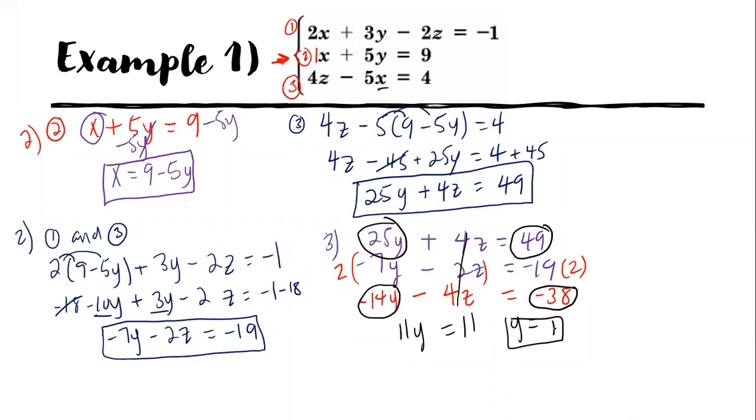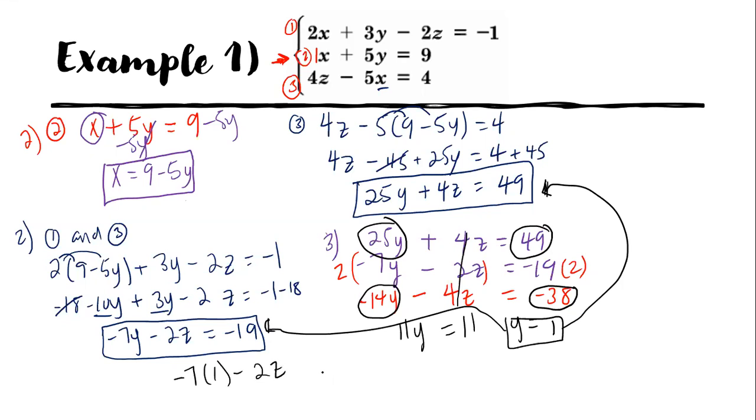Okay, so now we know that y is 1. We can take that value and plug it into either of the systems that we got in step 2. It doesn't matter. I'm going to go with the smaller number over here. So finishing solving for z, we have negative 7 times 1 minus 2z equals negative 19.